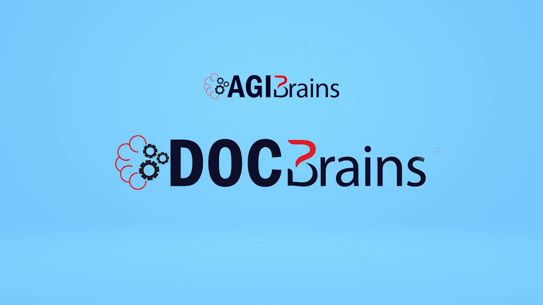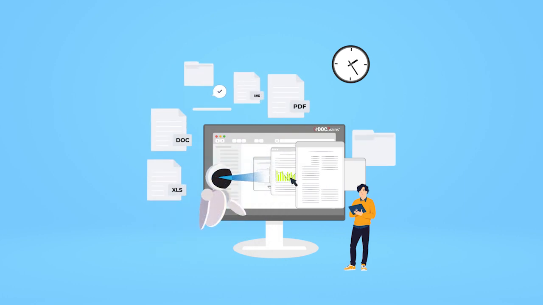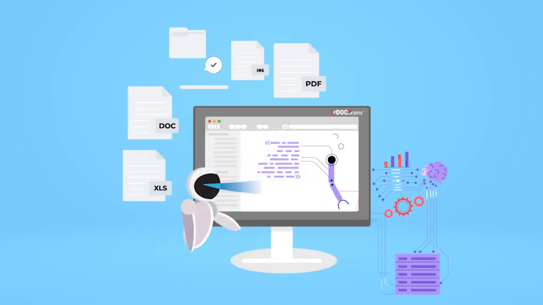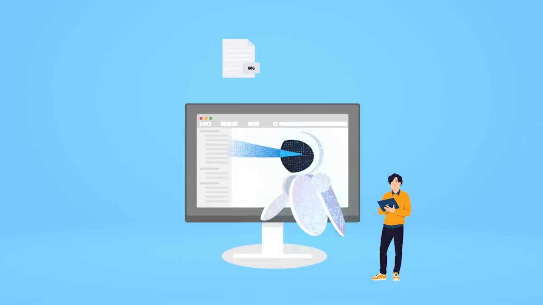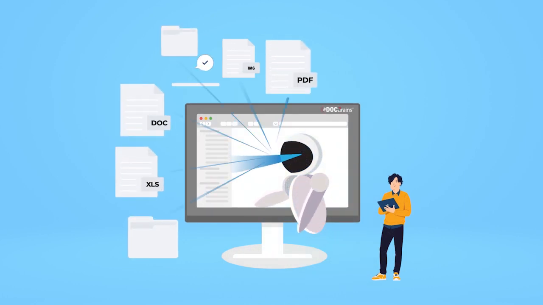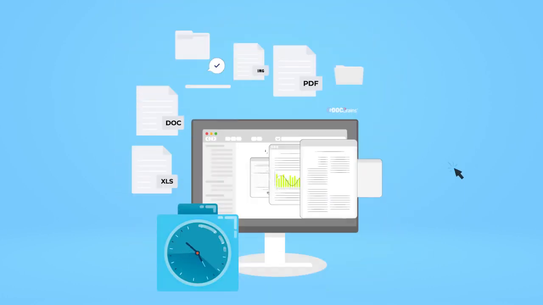AGI-brains-powered DOCBrains classifies and sorts any data inside the documents automatically with integrated AI and machine learning. The use of DOCBrains solutions brings value to your business process with AI-powered intelligent capture. More content can be processed smartly in less time.